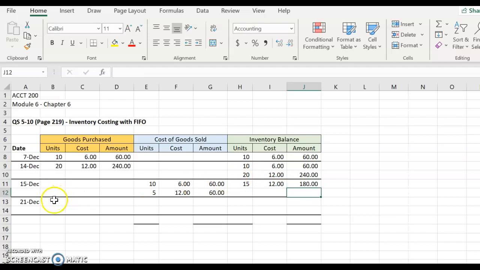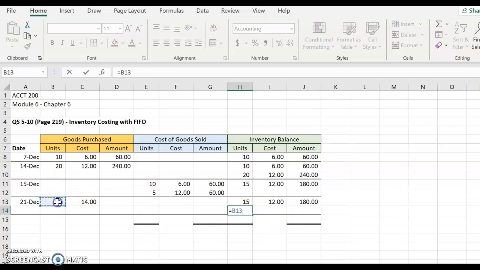On the 21st, we purchase 15 units at $14. And we have no more sales. My inventory then is the 15 from above at $12, and the 15 new purchase at $14.